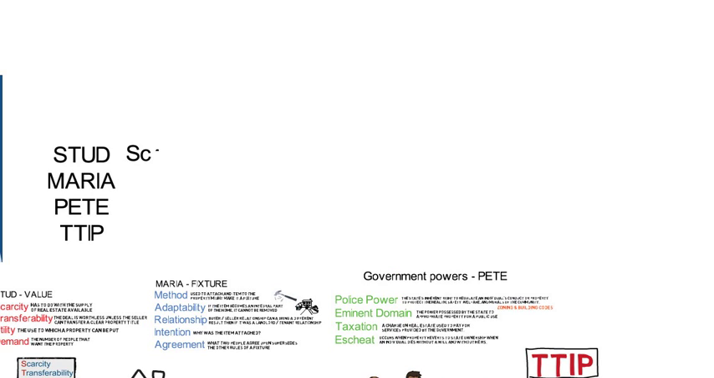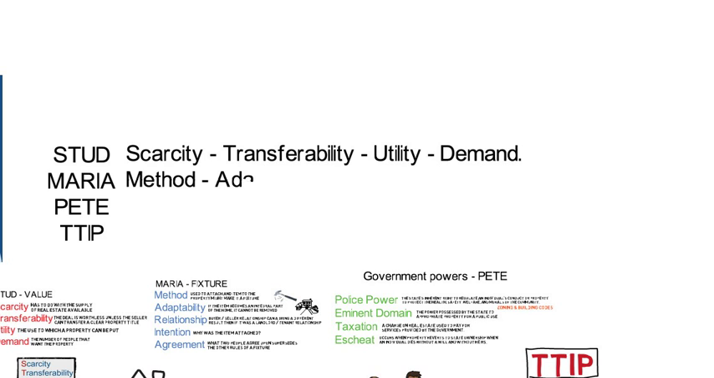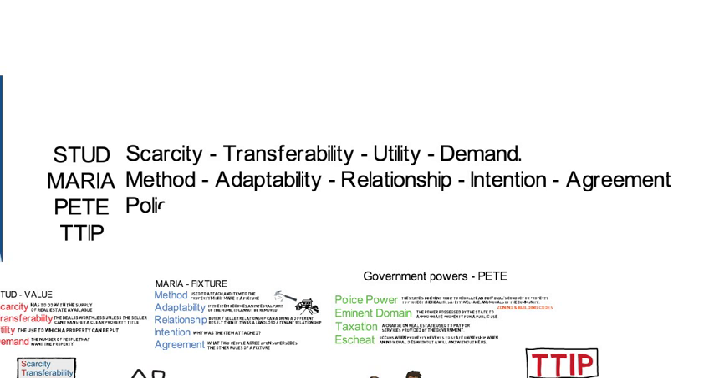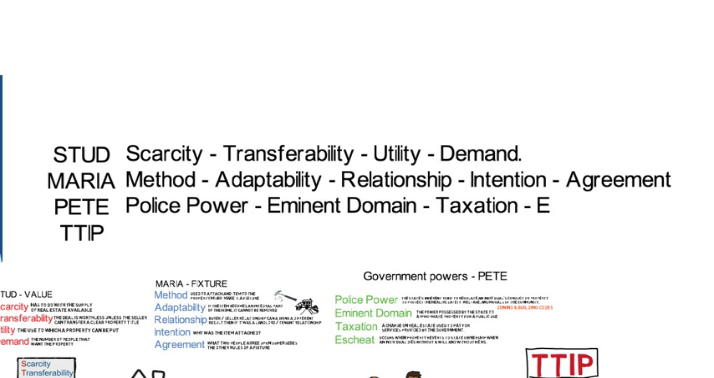Those are the 4 acronyms you must know to pass your exam. Remember, STUD: scarcity, transferability, utility, and demand. MARIA: method, adaptability, relationship, intention, and agreement. PETE: police power, eminent domain, taxation, escheat. Joint tenancy: time, title, interest, and possession.